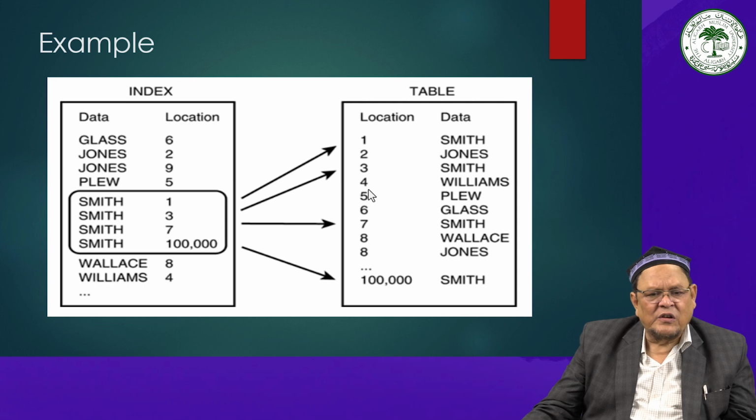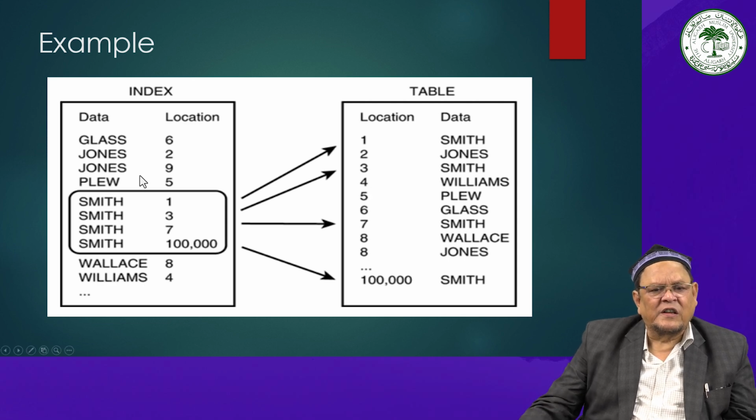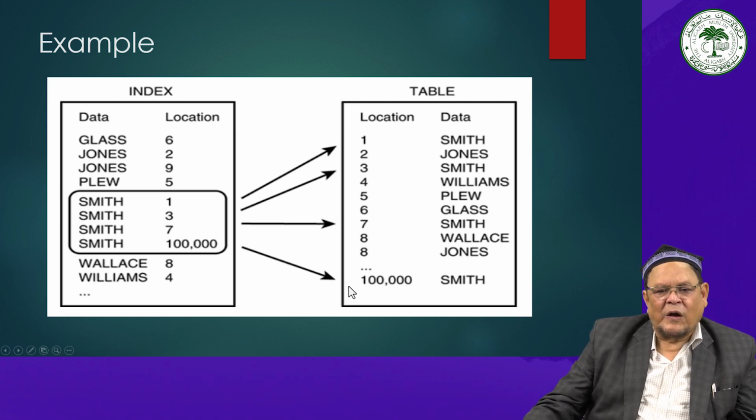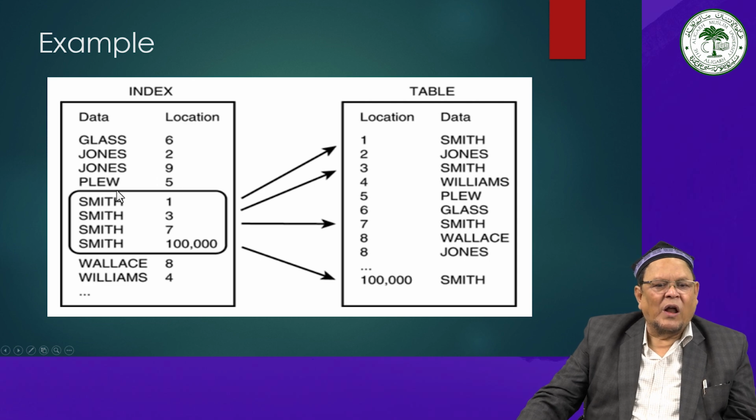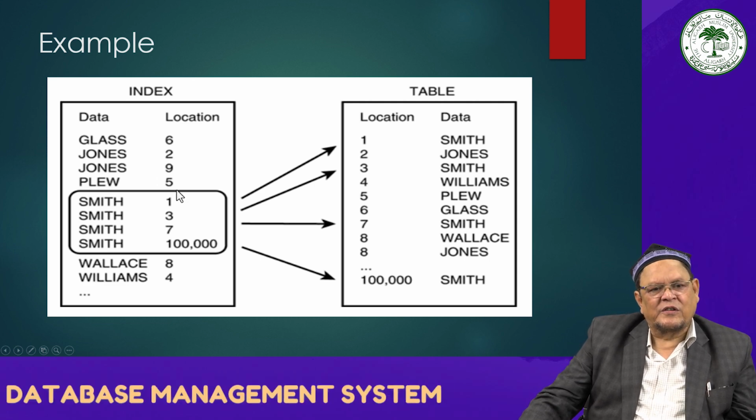You can see on the screen, here the Smith entries are. They will follow location 1, location 3, location 7 and location 10,000 Smith. All are arranged in such a way by location. So by indexing, the retrieval will be faster.